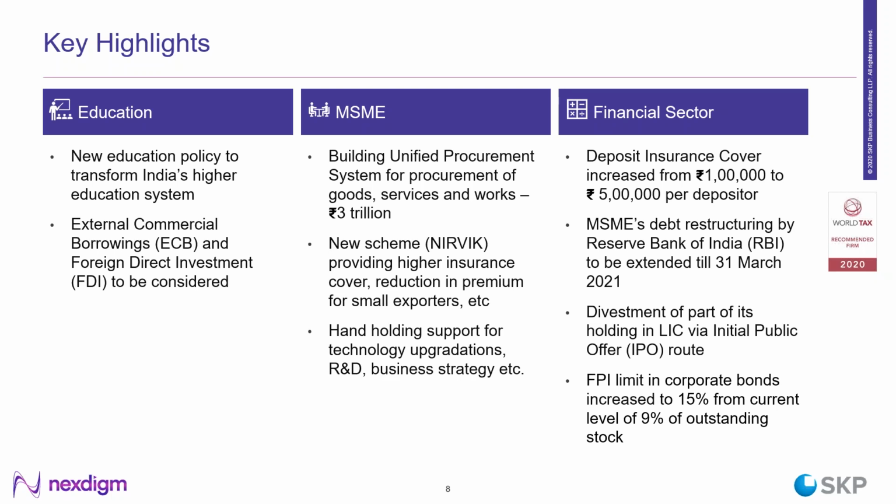But in order to assure the depositors in the banking system, the government has increased the limit of the insurance cover from 0.1 million to 0.5 million INR for depositors. MSME debt restructuring has been extended to 31st March 2021.